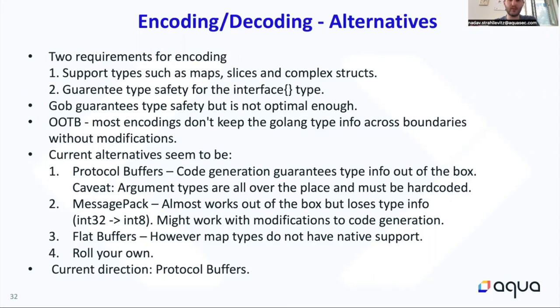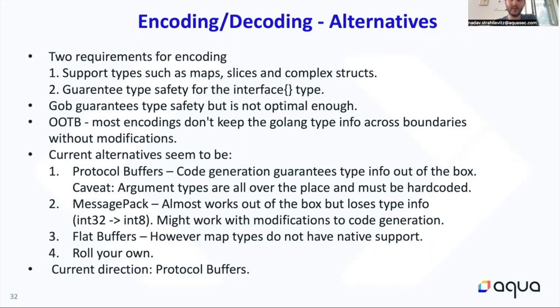The current alternatives we are exploring are: one, protocol buffers, which we also currently use in GoCell. That is the reason it is the ideal candidate currently. However, we need to hardcode our argument types. The generic solutions discussed before can be used to solve that. Two, MessagePack. This almost works out of the box with code generation, but it can lose type info. For example, an int32 can turn into an int8 if it's stored in the interface type. With code generation, you can step in as the developer, but that is not ideal.